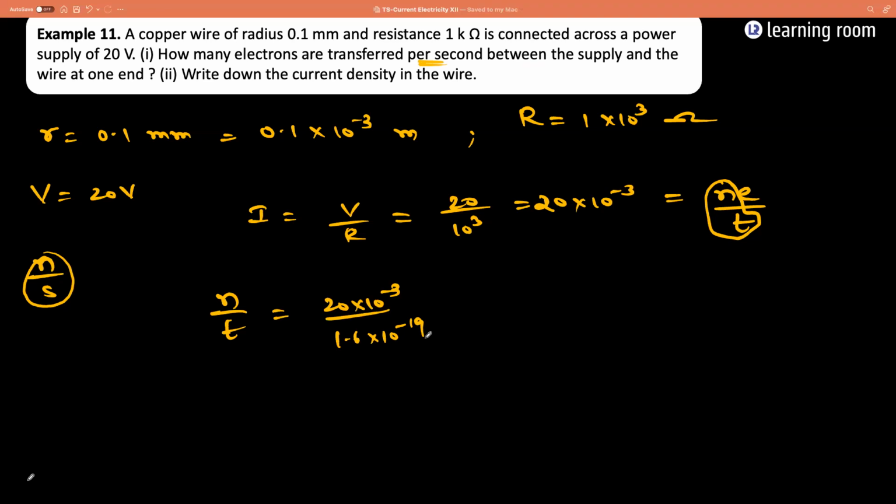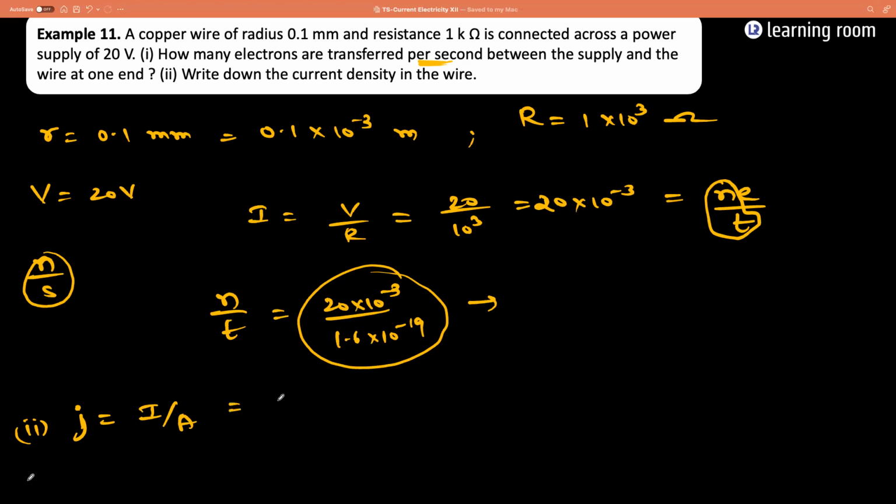So what will be the answer? This will give you the number of electrons transferred per second. Second, current density. So for current density, what will I get? I'll get it as I divided by A. So what is the value of I? I is 20 into 10 power minus 3 divided by, how do I calculate the A?